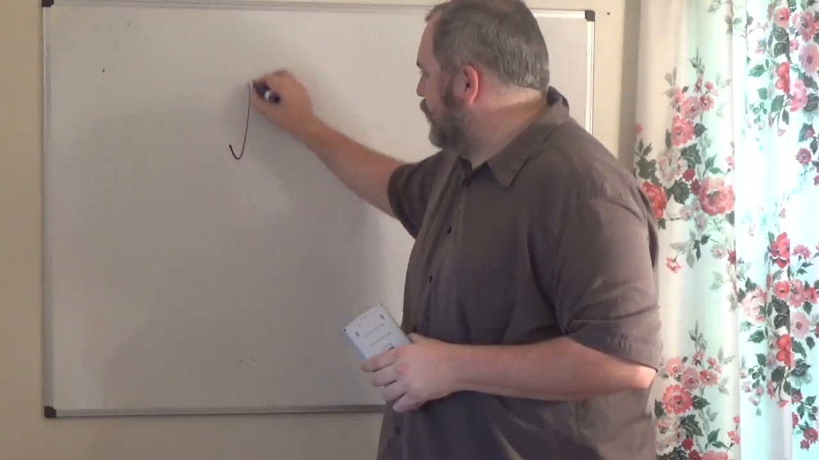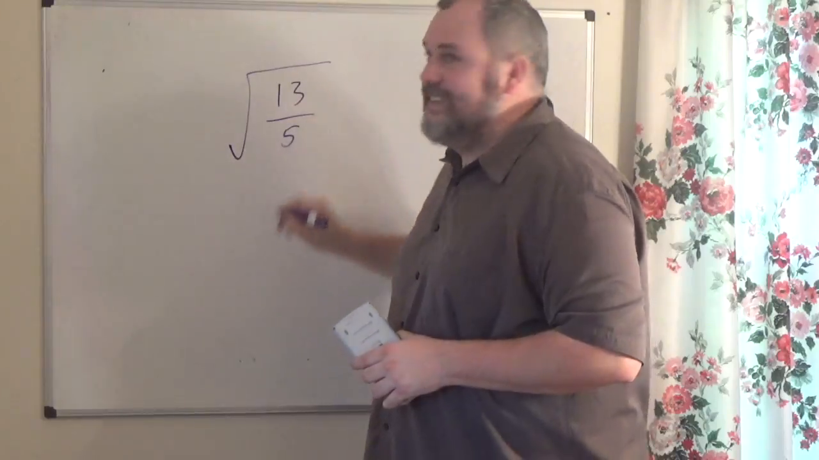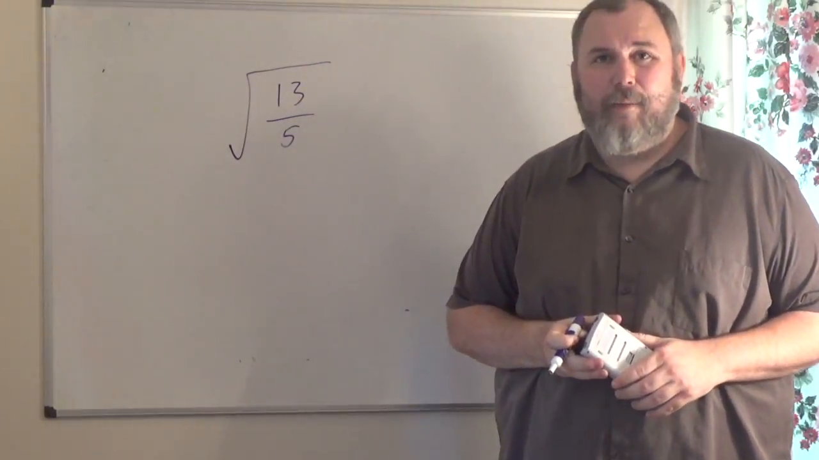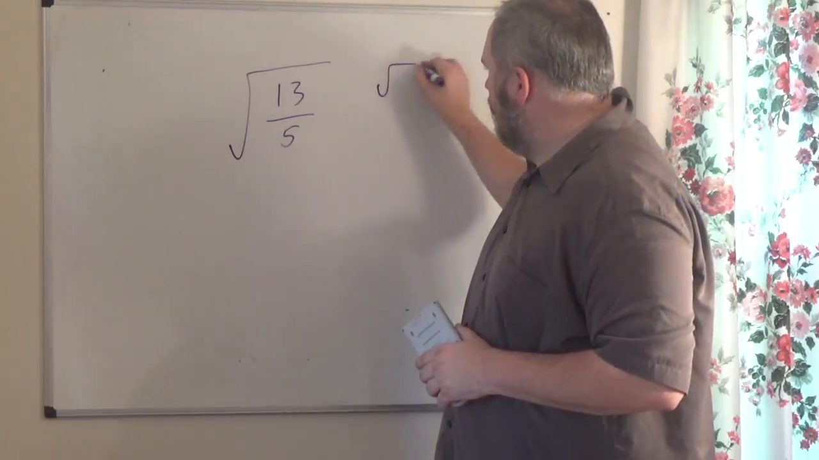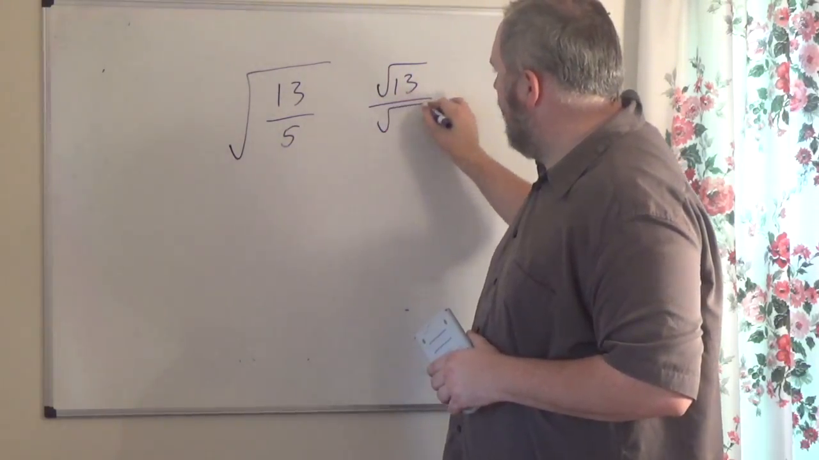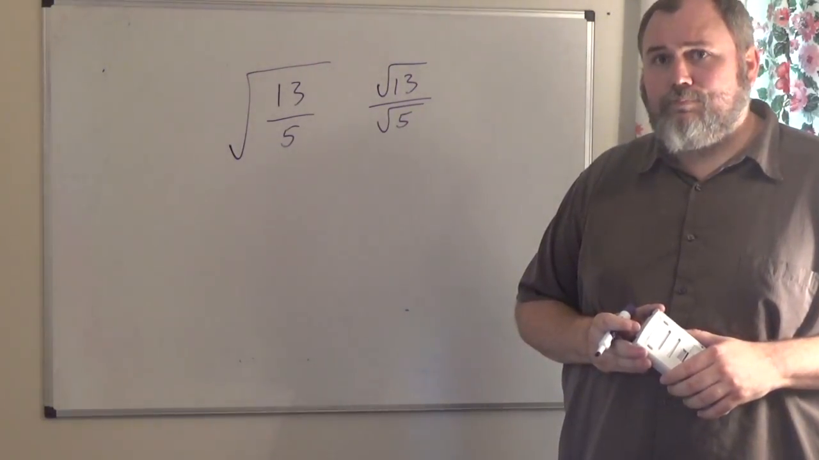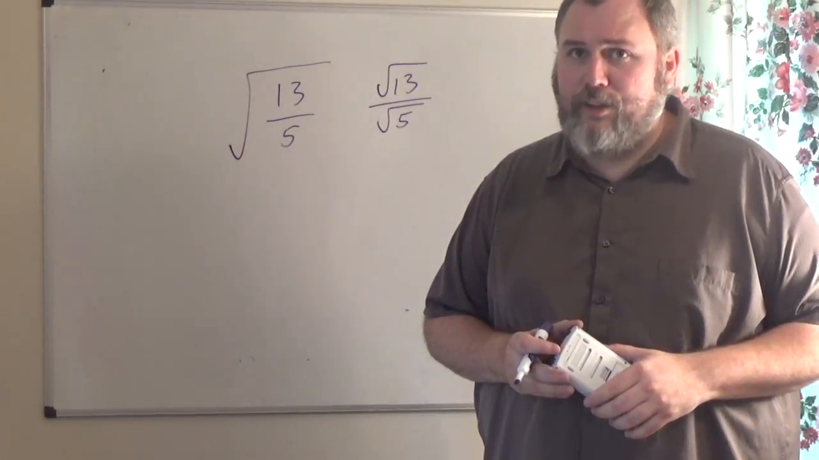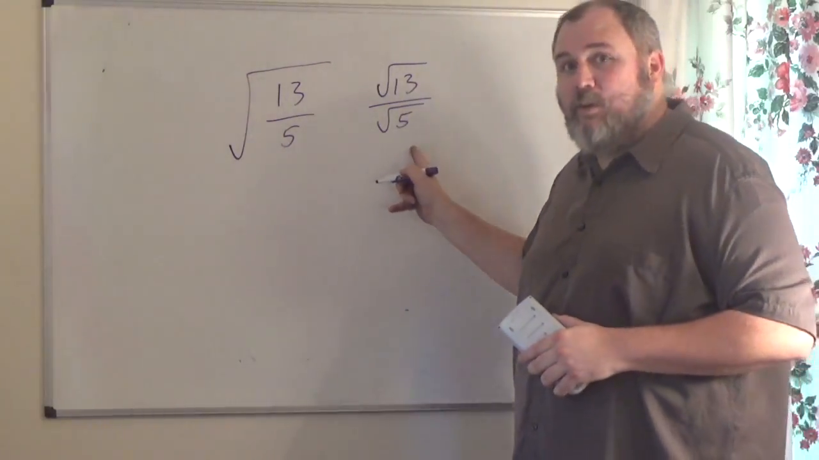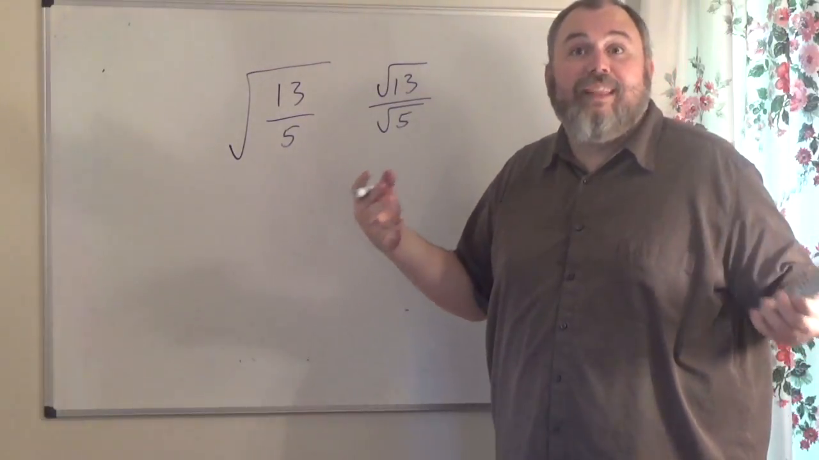So, I need to rationalize this number. Well, what does this mean when I say rationalize the number? Another way I can write this happens to be the square root of 13 divided by the square root of 5. Basically, to rationalize the denominator means that if I have a radical sign in it, I need to get rid of it, because I don't like it there.